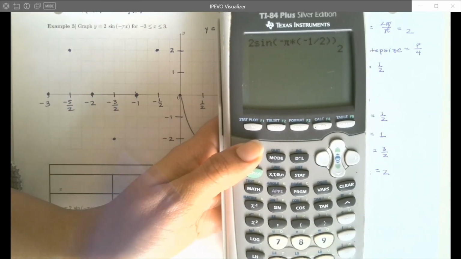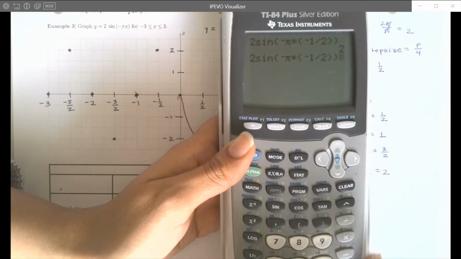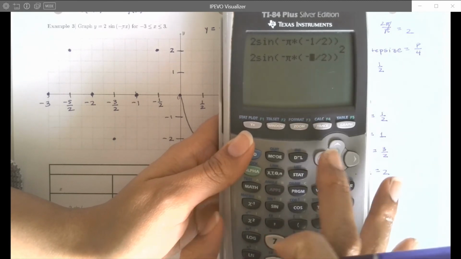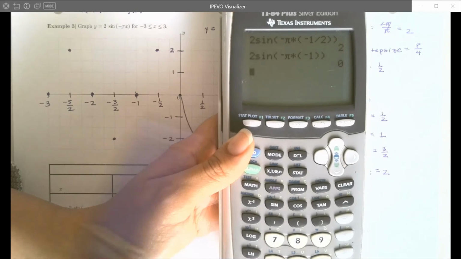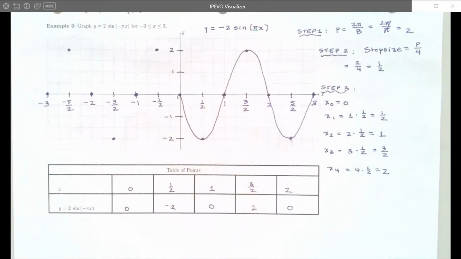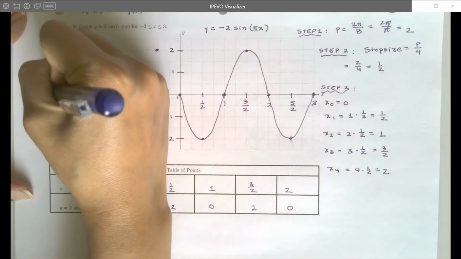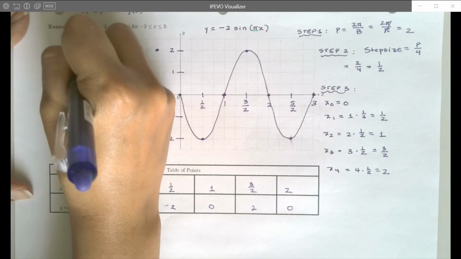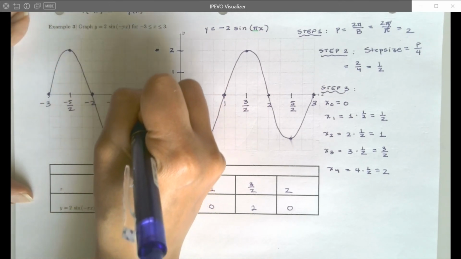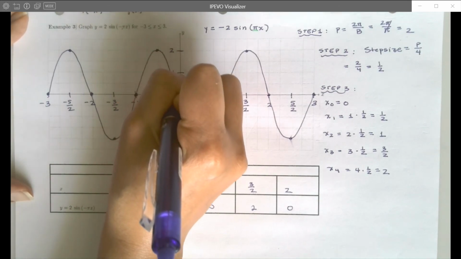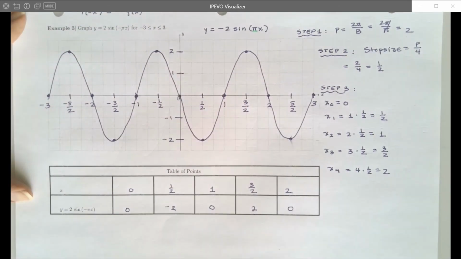Let's say that I want to verify the -1 now. Well, what I could do is simply delete the divided by 1/2. We get the 0. Okay, so all those y values you can verify by plugging them into your equation. Once you are satisfied with that and convinced, you can start drawing the shape of the graph.